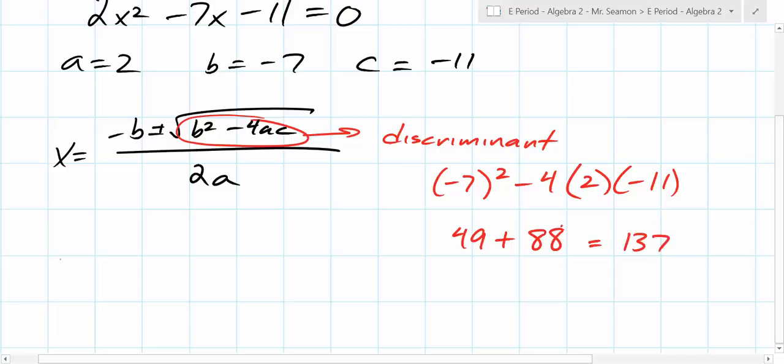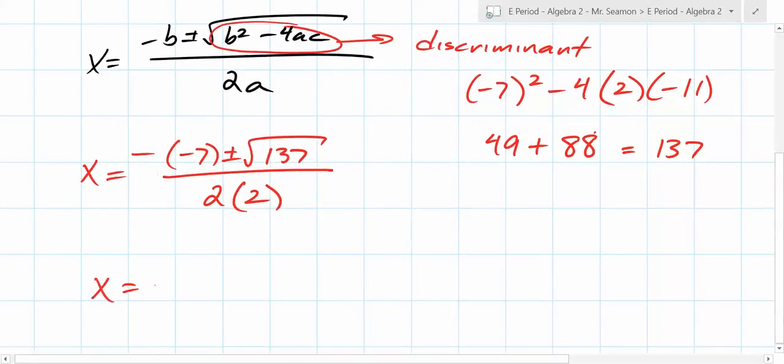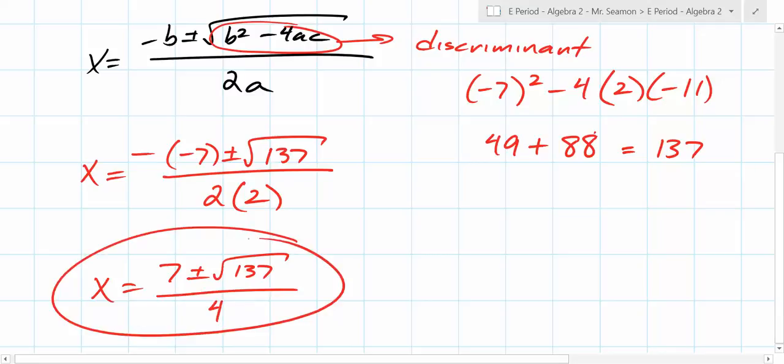So now what can I write? X is equal to negative, what is B? Negative 7 plus or minus the square root of 137 all over what? 2 times 2. So what do you end up with? 7 plus or minus the square root of 137 all over 4. And then you stop. Is there anything really easy you can do to that to make it any simpler? It's already rationalized because the denominator is rational. Absolutely correct. And then you look at 137 and you're like, I don't really want to factor that, so I'm going to be done. You're done. Just stop.